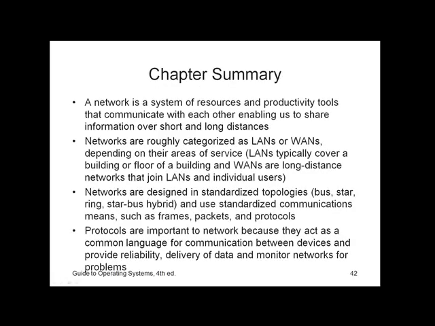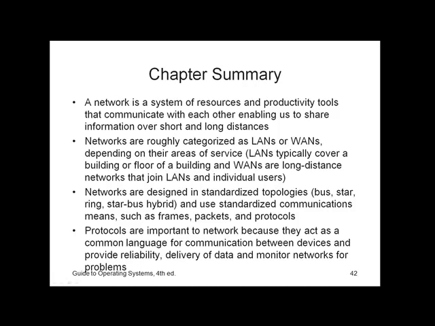Okay, that's pretty much it for today. Let's do a brief summary. A network, as we said before, is a system of resources and productivity tools that communicate with each other, enabling us to share information over short and long distances. Now, networks are going to be categorized basically as either a LAN or a WAN, depending on their scope of service. LANs generally are going to cover a building or floor of a building, a small area. A WAN, on the other hand, will be considered a long-distance network. It's typically going to join LANs and individual users.